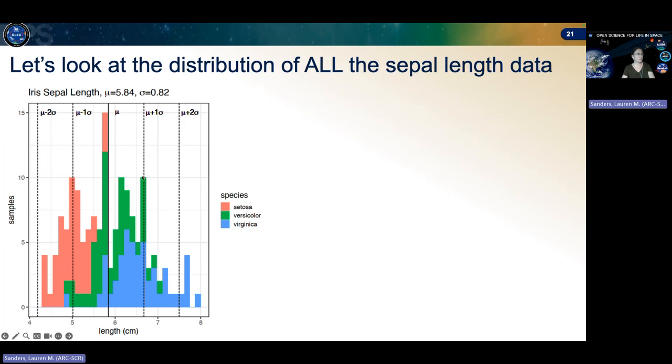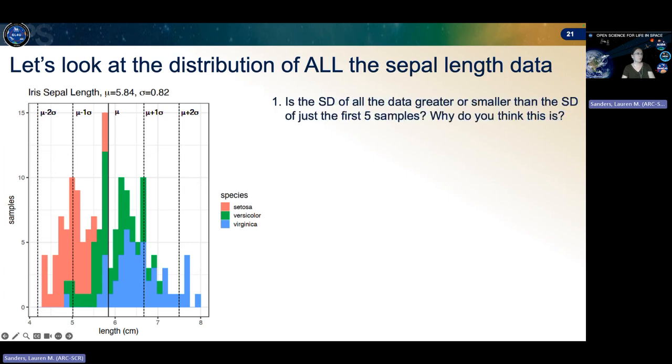Now, this is a histogram plot, which shows the sepal length in centimeters on the x-axis, and the number of samples in each of these bars on the y-axis. And the data are colored by the species of iris. So we can now start to ask some questions about these different species in terms of sepal length. So first of all, is the standard deviation of all of the data smaller or greater than the standard deviation of the first 5 samples?